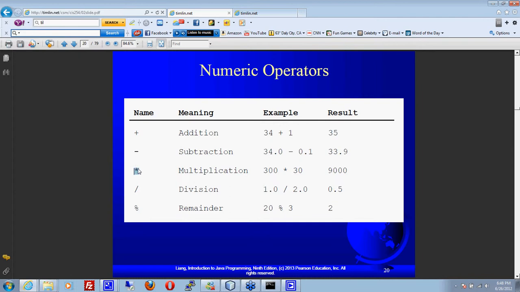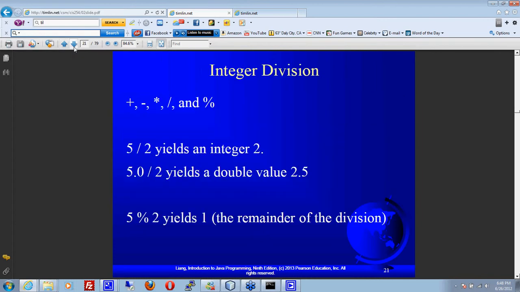Usually you just use the X in math for multiplication. That doesn't really work in computers. It needs to have a special character, so they use the asterisk. And the percent sign would give you the remainder. Divide 20 by 3, the closest you're going to get is 18, with a remainder of 2. So those are your numeric data types. And again, you've got plus, minus, multiplication, division, and modulus.